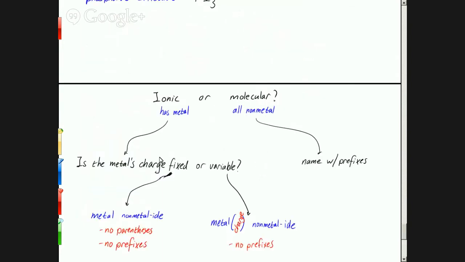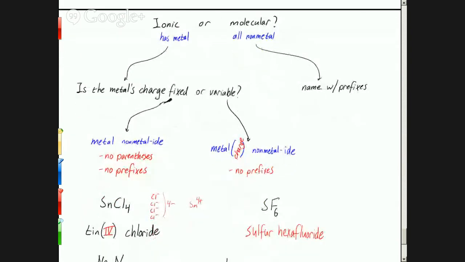All right, so is it ionic or molecular? It's ionic. Ionic. How'd you know? Because that's iron. Because of the metal. Okay. Does iron have a fixed or a variable charge? Variable. How do you know? Because it's a transition metal. Okay. So then the name should look something like this, right?